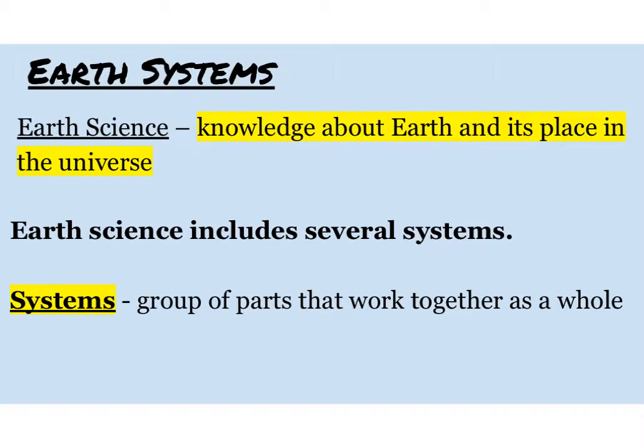So Earth science includes several different systems. What is a system? A system is a group of parts that work together as a whole.